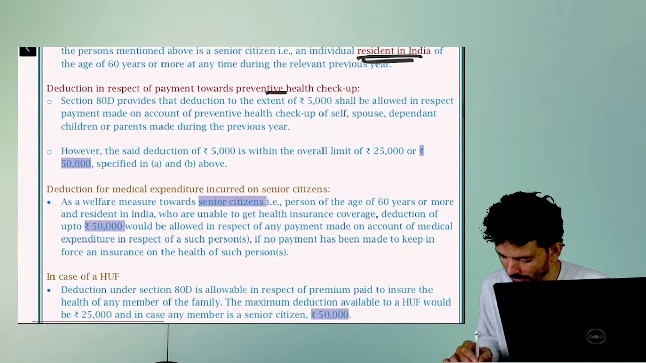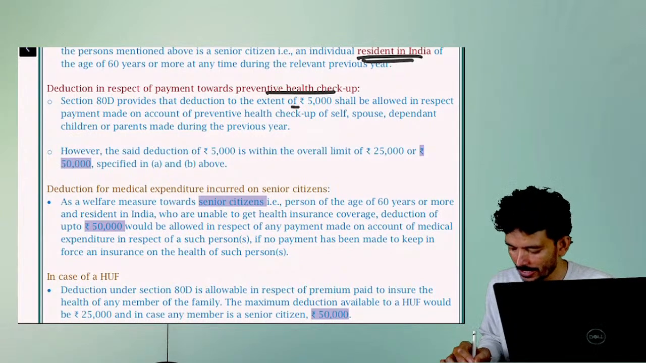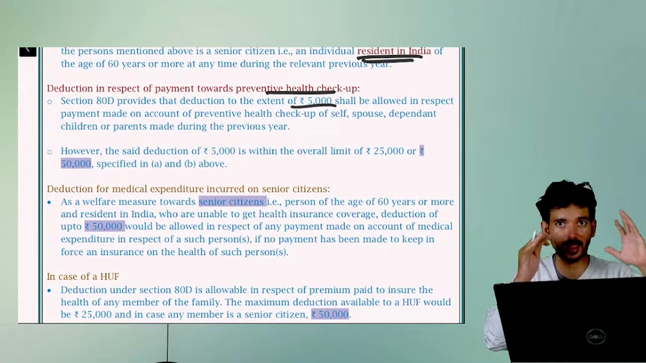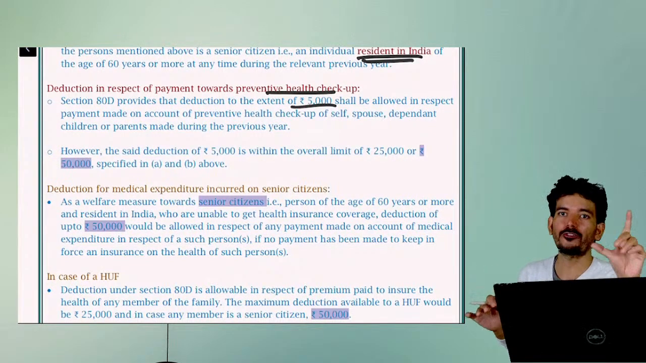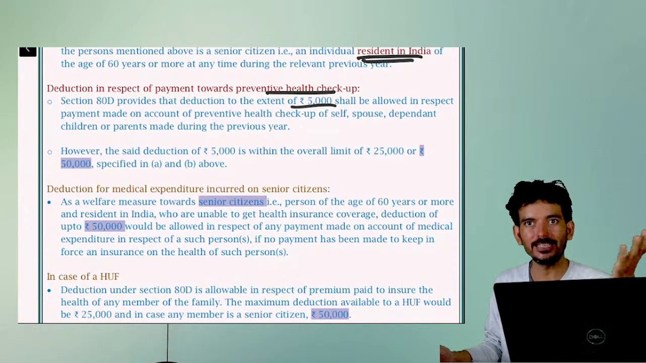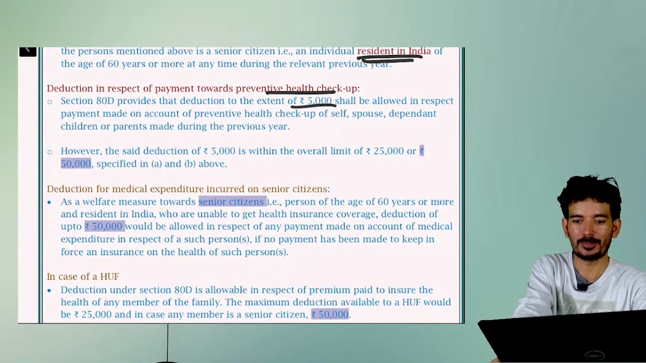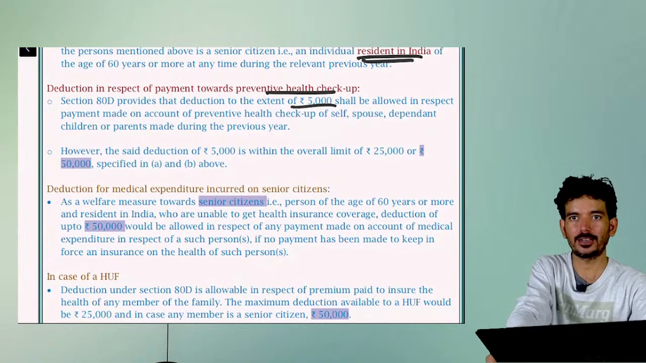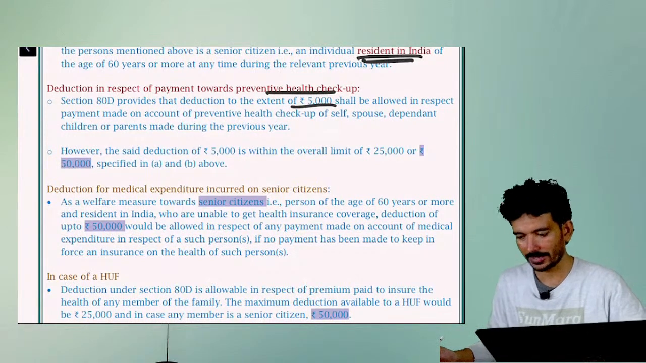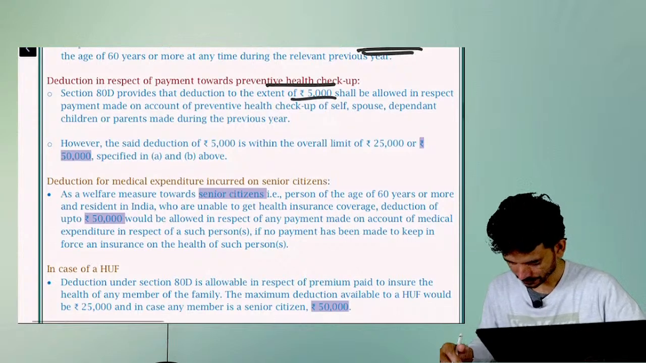And for preventive health checkup, you can incur 5,000 for all, for me, my spouse, the kids and family, everybody put together. Only 5,000 can be paid in cash. So somebody who wants to save tax generally shows this 5,000 as a preventive health checkup, and there is no need to show any document on that, because the law itself is saying 5,000 you can incur in cash.